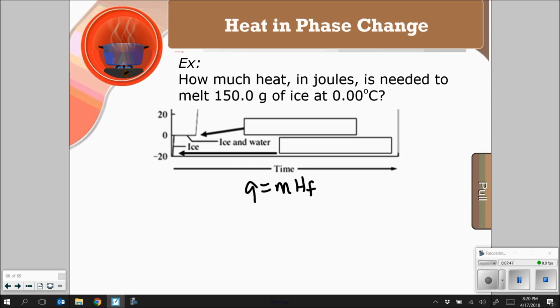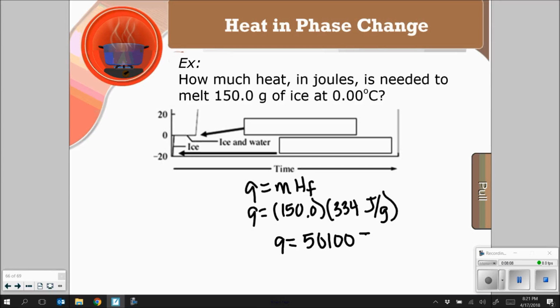And so Q value is going to be equal to 150.0 times my heat of fusion, which we said on the previous slide and on your reference sheet, is 334 joules per gram. And my Q value overall is going to be this value with 3 significant digits. So that is how much heat is required to melt 150 grams of ice.